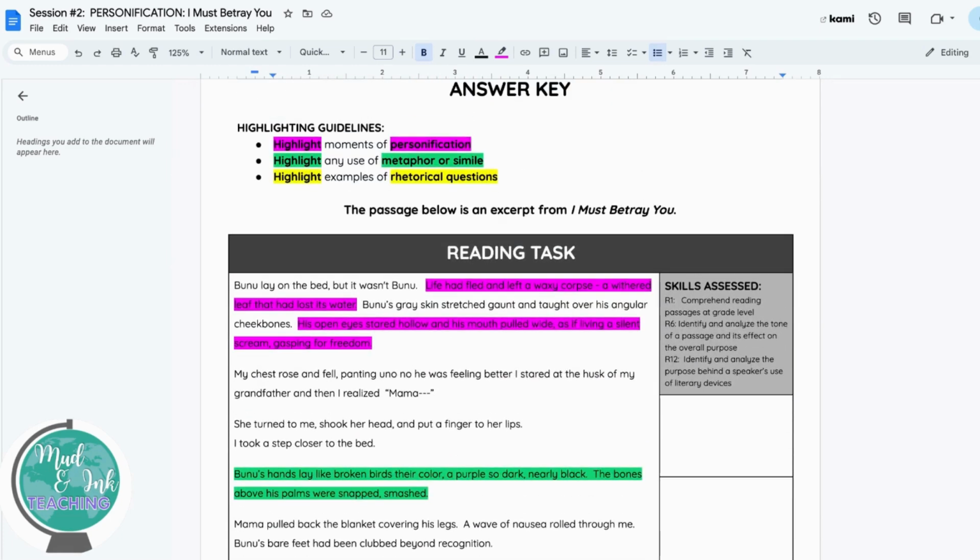Bunu lay on the bed, but it wasn't Bunu. Life had fled and left a waxy corpse, a withered leaf that had lost its water. Bunu's gray skin stretched gaunt and taut over his angular cheekbones. His open eyes stared hollow and his mouth pulled wide as if living a silent scream, gasping for freedom.